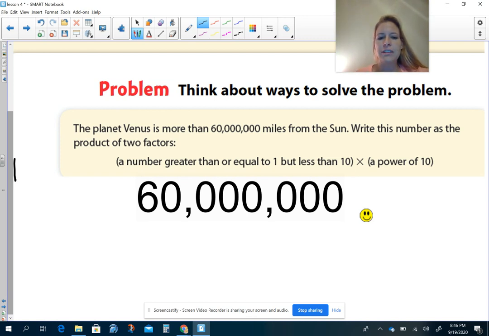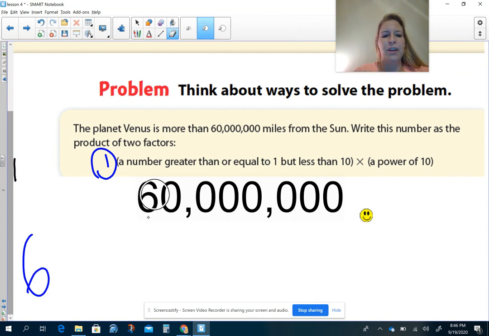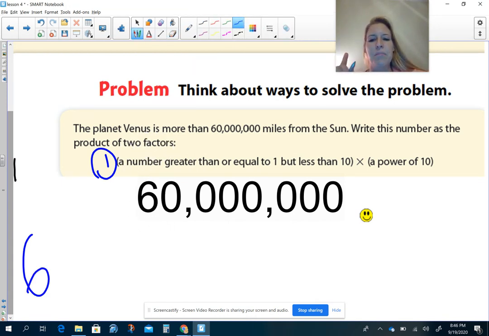So here's our 60 million, okay? And so the first part of this is we want a number that is greater than or equal to 1, but less than 10. Can you find it? Okay, if you found a 6, good job. That's exactly what we're going to start with. We're going to put him over there to the side, right? Okay. Then the second part talks about a power of 10.